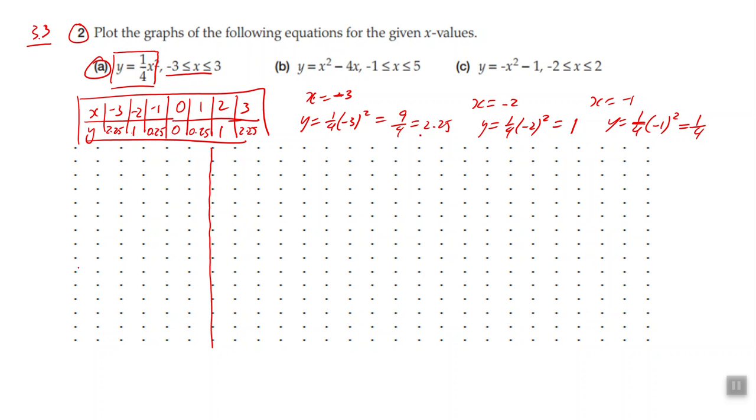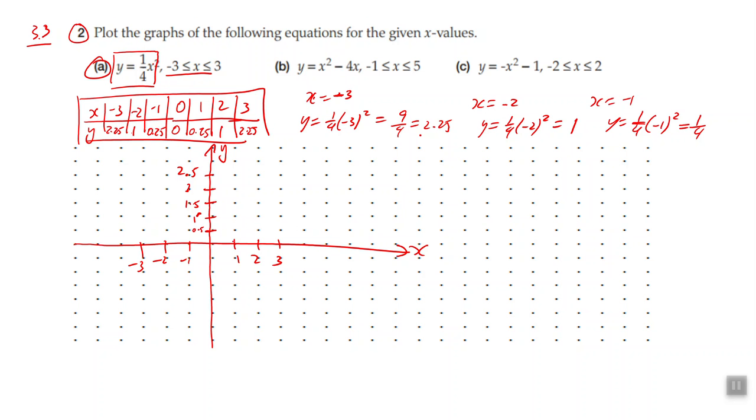So the x scale is pretty much done for us. So you've got your y, you've got your x, 1, 2, 3, -1, -2, -3. And your y scale, we can go in point fives maybe. So 0.5, 1, 1.5, 2, 2.5. So I think that's a good scale.